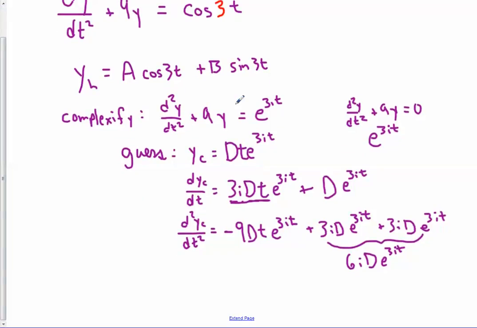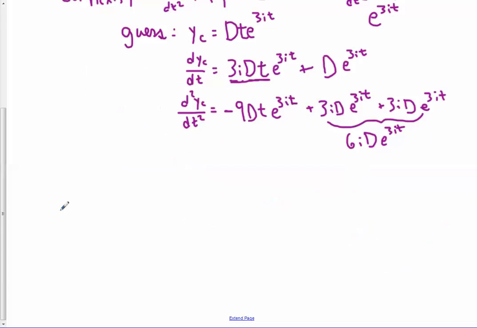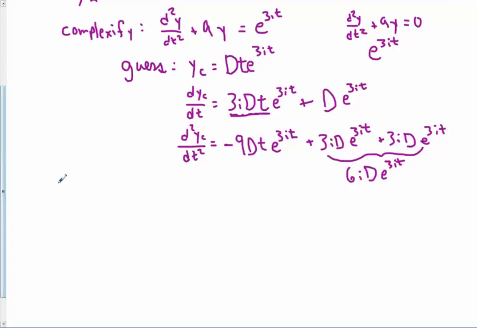Now I'm going to plug it into my complexified differential equation. So I get 6id e to the 3it plus 9 times y, so 9 dt e to the 3it. And this is supposed to equal 1 e to the 3it. Okay, so the e to the 3it's cancel, and what do we have?